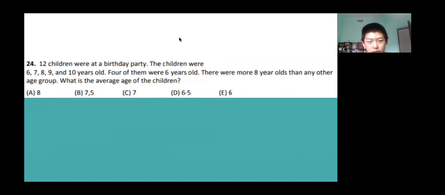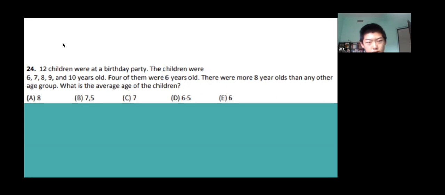So basically we have 12 children, and all of them are one of these 5 ages. We know that 4 are 6, and that there's more 8-year-olds than anything else. So they want the average age of the children. I'll give you around 3 minutes to work on this, and if you have an answer, please put it in the chat.